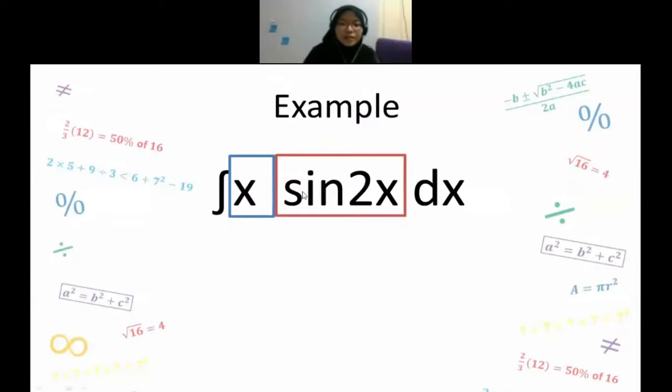So for this example, can you guess which box is u and which box is dv? Anyone can answer me? Which one is u? X. Okay, u is x. Yes. Sine 2x is dv. Good, very good, excellent. That's right, the blue box x is u. The first function is u and the second function is dv.